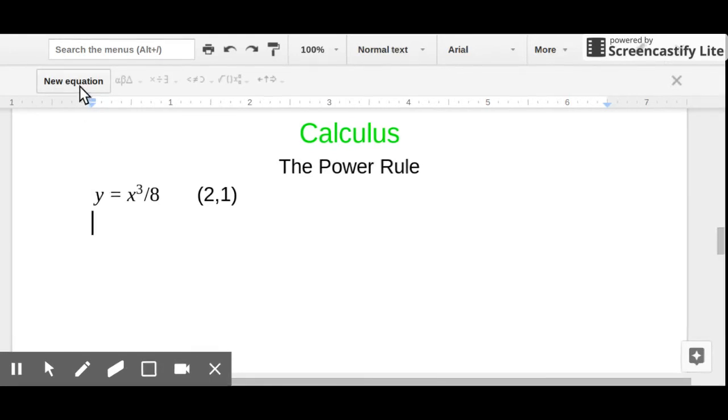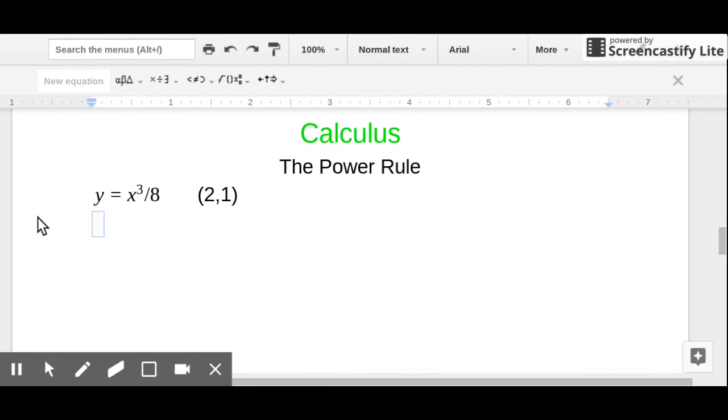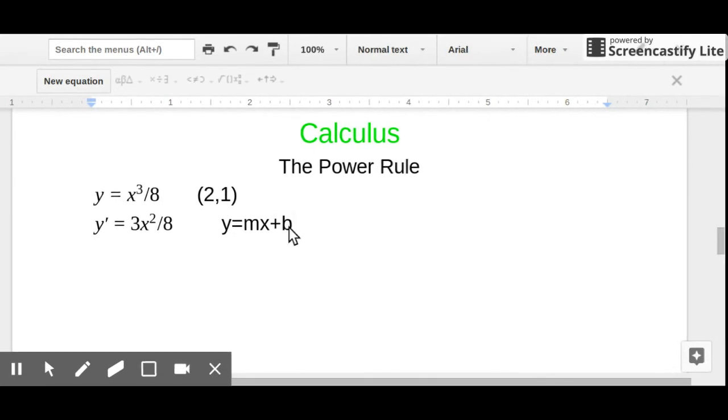The first thing we need to do is find the derivative. y prime is equal to, bringing the 3 out front, subtracting 1 from the exponent, that gives us a 2, and we leave the 8 in the denominator. If we're going to find the slope, here's the goal, remember: we want to find y is equal to mx plus b.